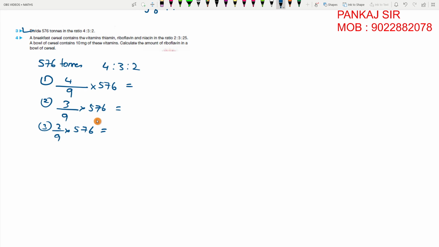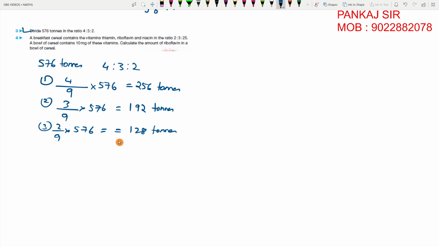Now if you do this calculation, 4 over 9 into 576 should give you the answer 256 tons. And 3 over 9 into 576 should give you 192 tons. And 2 over 9 into 576 should give you 128 tons. So these are the three parts of 576.